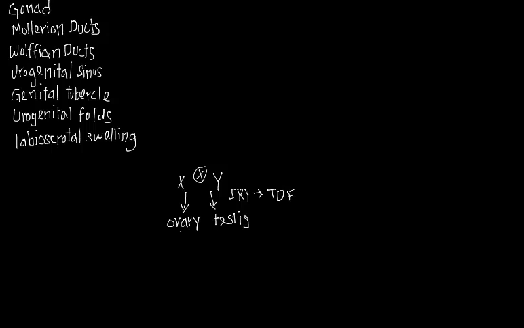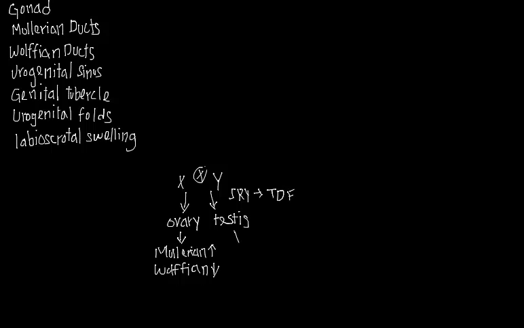Now, to further differentiate into a female, again, you don't need anything because it really is the default condition. In the default condition, the Mullerian ducts are going to develop and become prominent, and the Wolffian ducts are going to regress. So Mullerian ducts become prominent, Wolffian ducts regress.